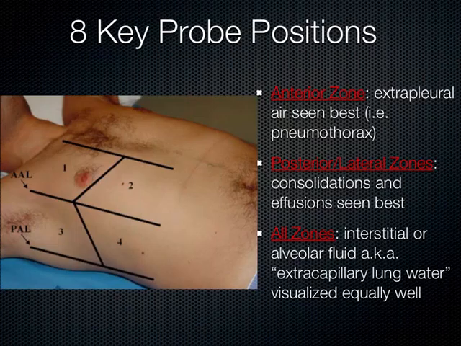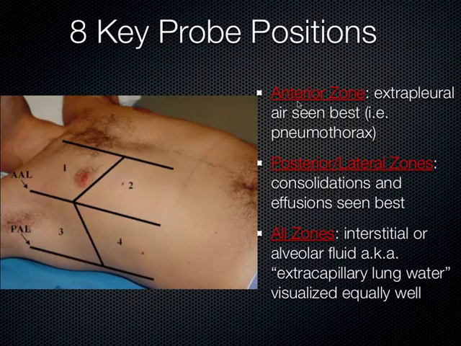So just recall the 8 probe positions where we place the transducer to assess for lung pathology. And by 8, I mean 4 on one side of the chest, and then this will repeat itself on the other side of the chest. And so if we're looking for consolidations for pneumonia, that's the other word for pneumonia, consolidation, then it's really these posterior lateral zones.